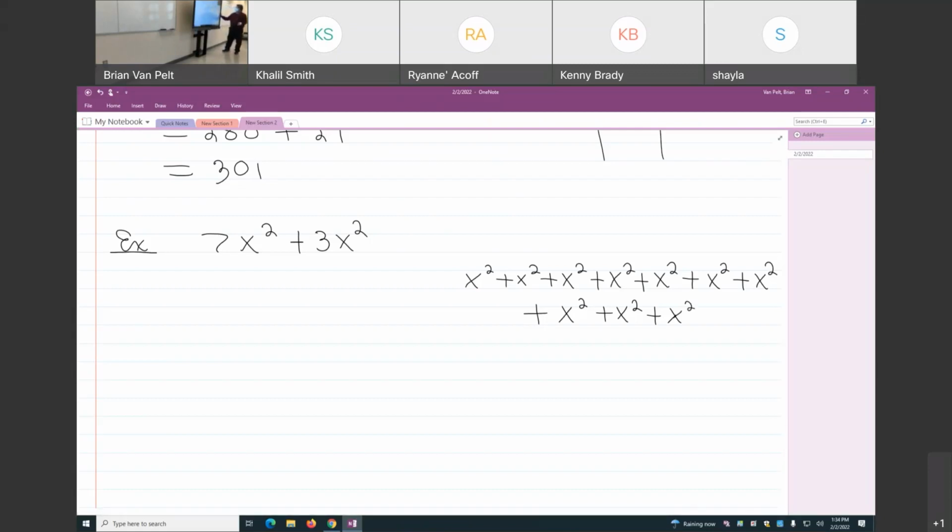All right, so plus 3 more. How many of them total are there then? 10 of them. I highly doubt that you would take this problem and do that to it. But hopefully you can understand why you get 10.